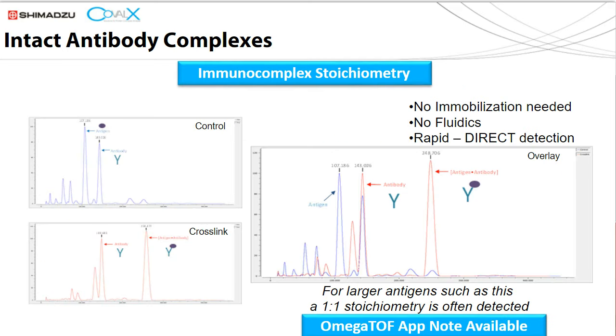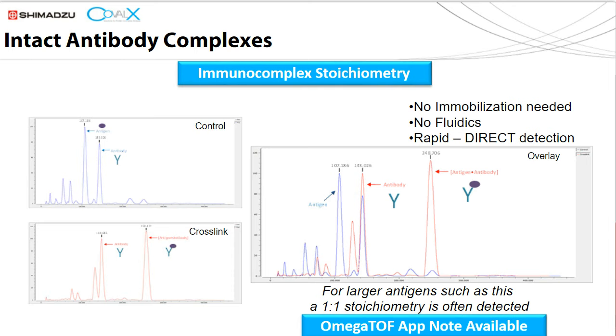An example of another immunocomplex shown here, a little bit bigger antigen of 107 kilodaltons. The antibody again is about 143 kilodaltons. These two should be forming a complex, but in the control experiment shown on the left in blue, we see the antibody and the antigen separately. Down below, after cross-linking, we see the antigen depleting and a new peak forming from 1 antigen and 1 antibody. So this is actually a bispecific antibody, so there's only 1 binding site on it. So we can detect that quite selectively, in this case out at 248 kilodaltons.